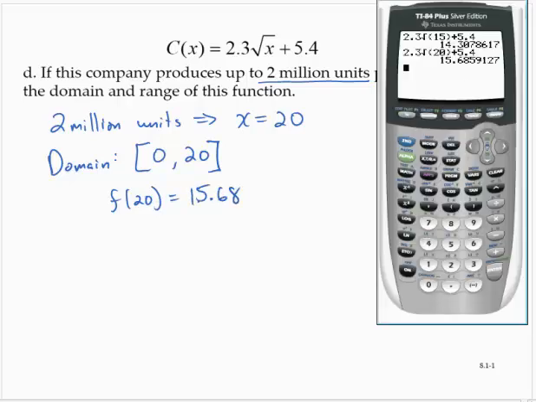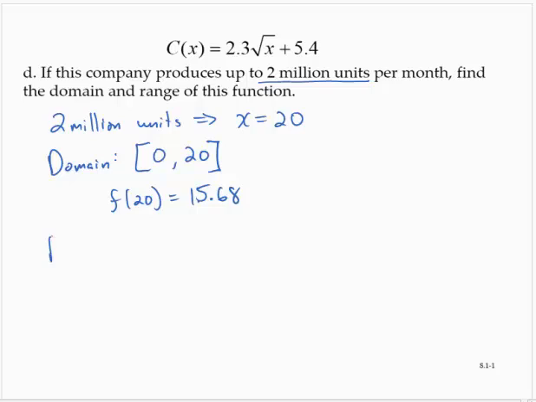We see from the graph that the function is increasing, so we don't have to worry about it going any higher or any lower than the boundary points we've already defined. So then the range: the minimum value that we saw was 5.4. The maximum value is 15.68 approximately. So what we'll do is round that up a little bit to 15.7.